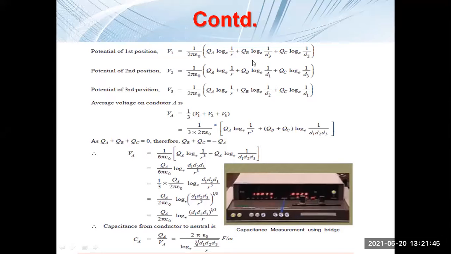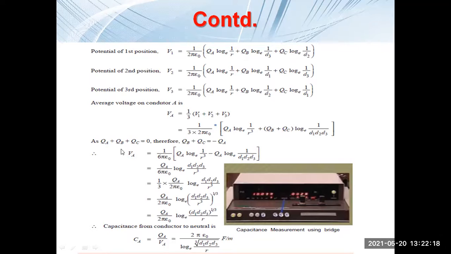So this thing will be QB plus QC. Now you see, this QB, this QB and this QB, all these QBs are taken common, so it is coming 1 by D1, D2, D3. Similarly, when we add these three, QC will be taken common, then log of 1 by D1 plus log of 1 by D2 plus log of 1 by D3. So this will be log of 1 by D1, D2, D3. So now finally we have QB plus QC log of 1 by D1, D2, D3.